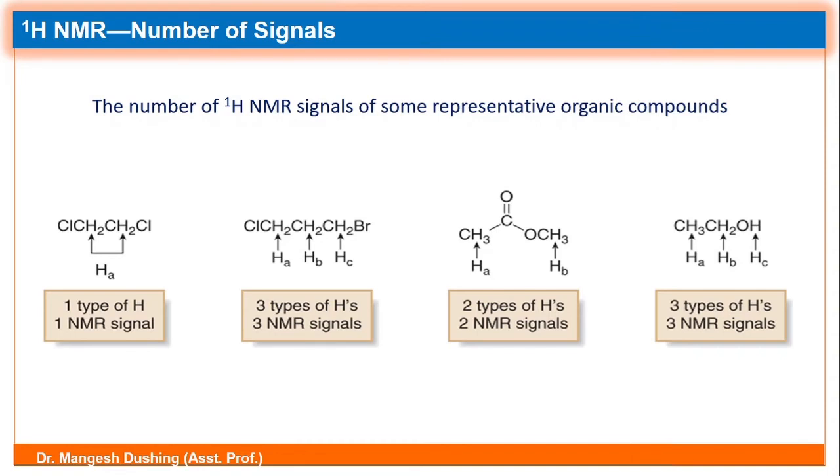So in this way, we have to understand how many types of protons there are in the molecule. That many peaks appear in the NMR signal. Different types of protons correspond to different NMR signals. So however many types of protons are in the molecule, that many NMR signals appear in the NMR spectrum.